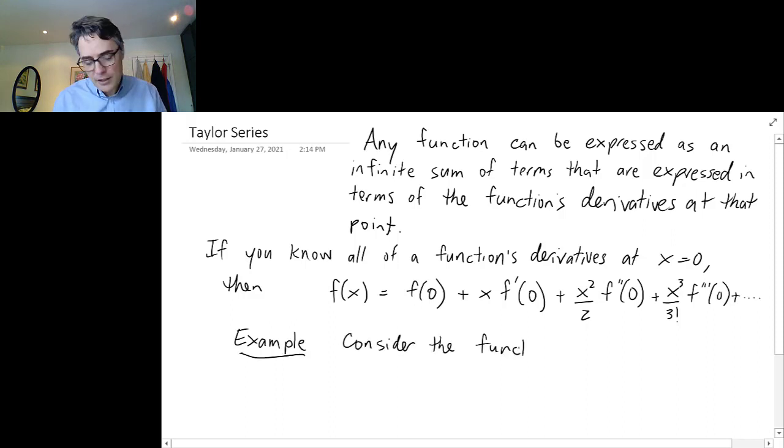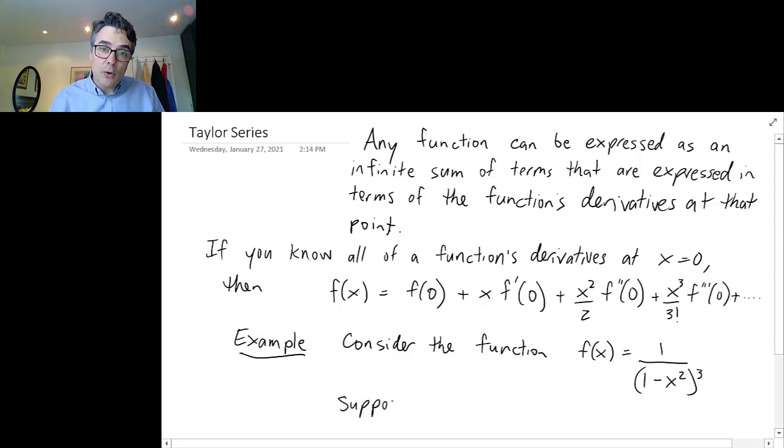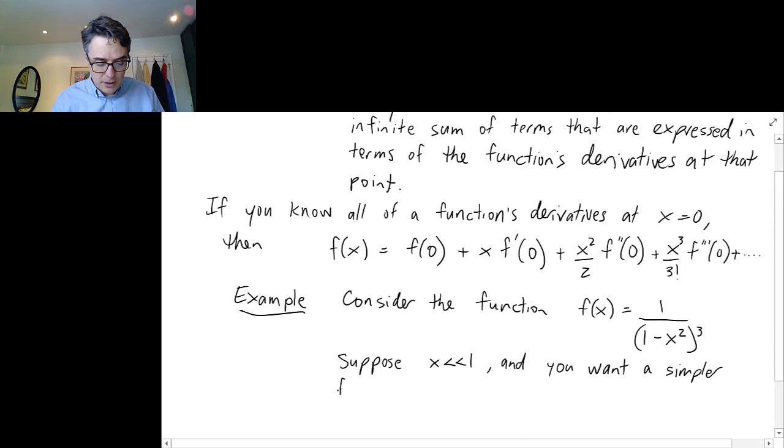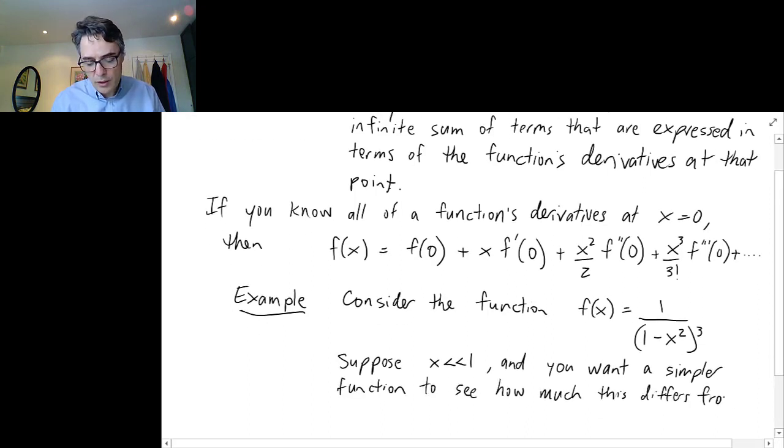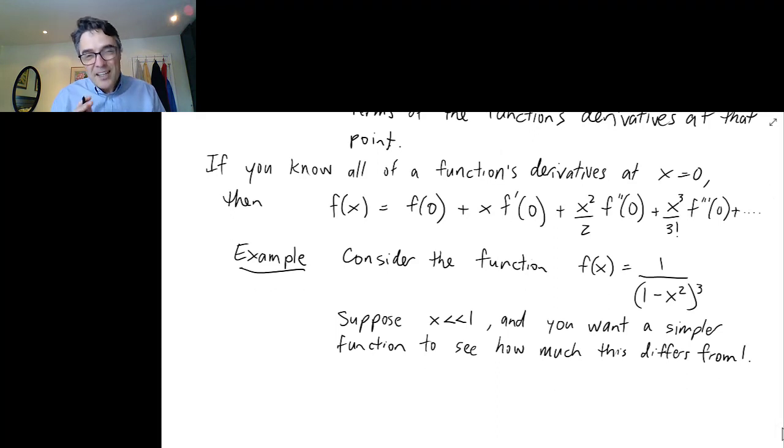Consider the function f equals, let's say, 1 over (1 minus x squared) cubed. So what if you know that x is very small, and you'd like to have a simpler function to see how much this differs from 1? You know, if x equals 0, then this is 1 over 1, and it's 1. But how much different is it from 1? Well, let's do a Taylor series.